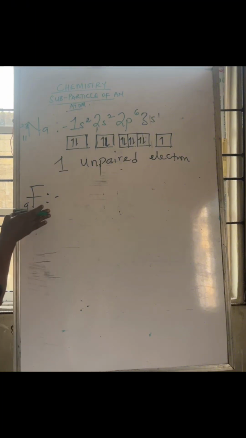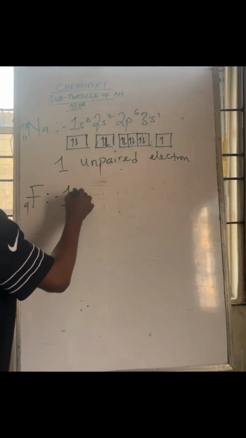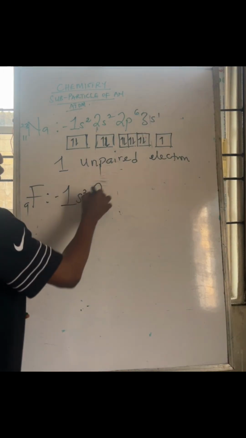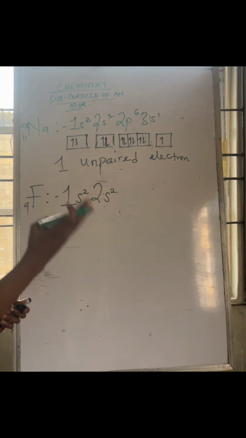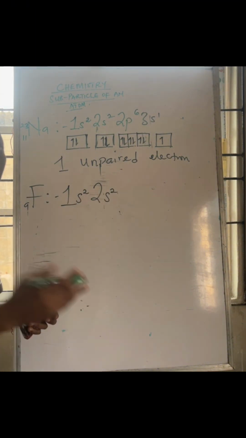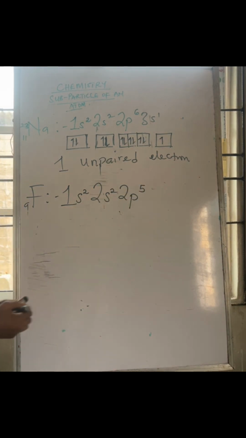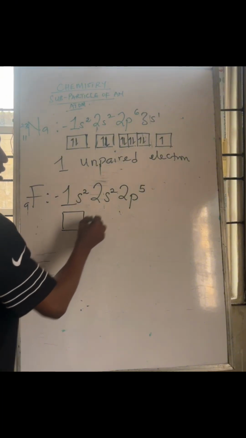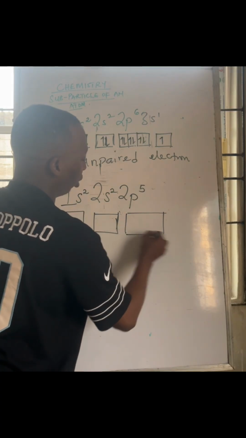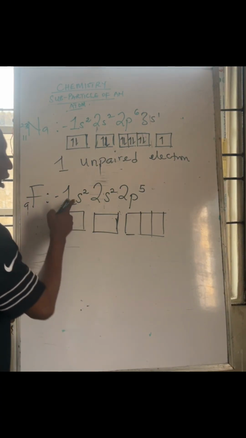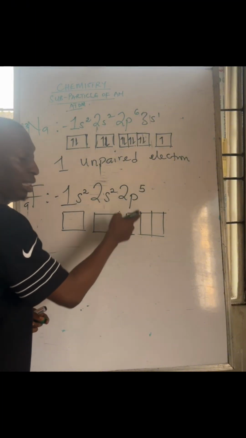Before I go into that, shall we write an electronic configuration for fluorine? Don't forget fluorine, 1s2, 2s2, that's 2 and 2 is 4. How many more is needed? I need just 5 more. So I have 2p5. So how then can we represent these electrons in degenerate orbitals? Don't forget, the s orbital has one degenerate, the p has 3 degenerate.